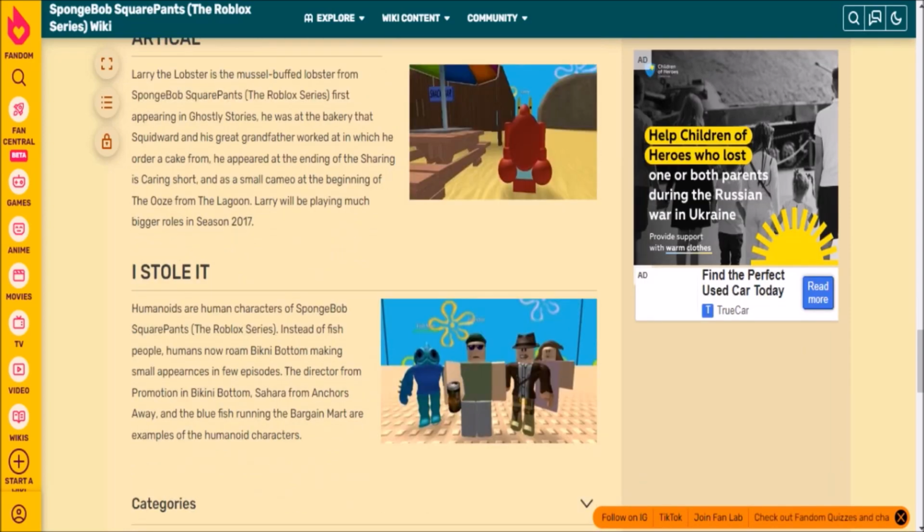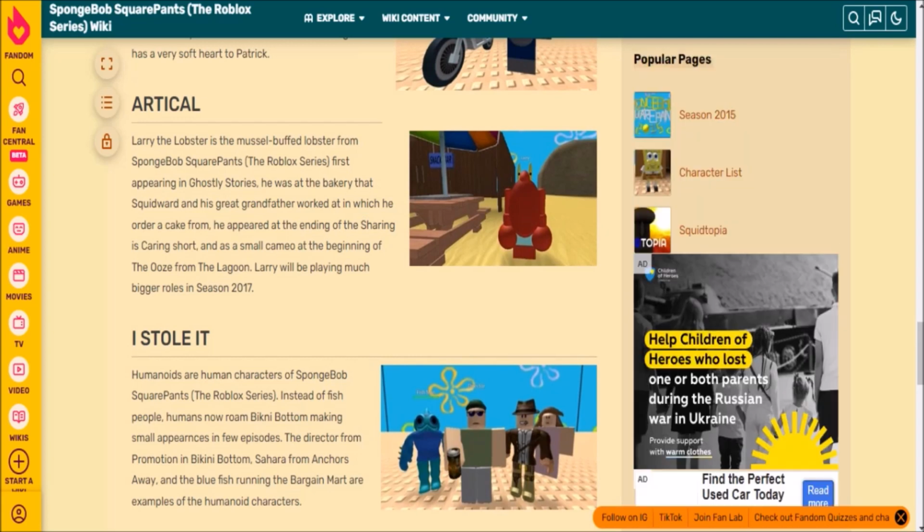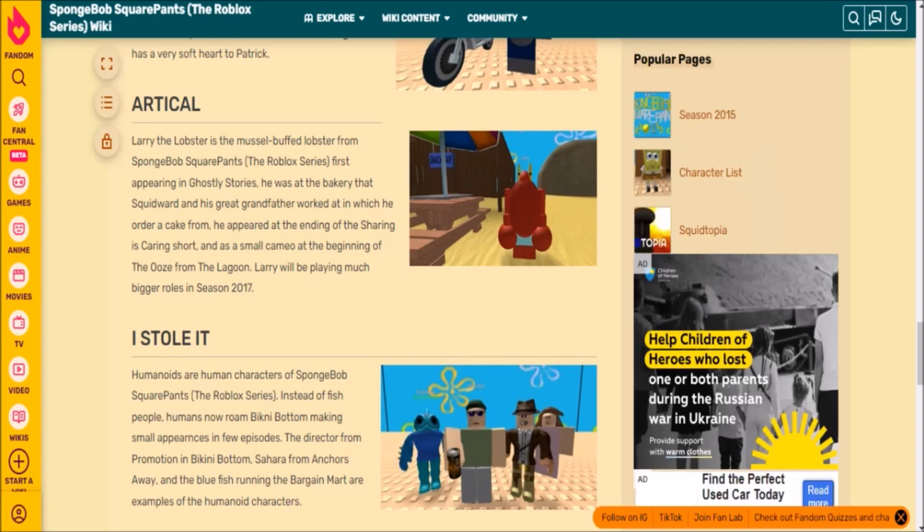All right, Larry the Lobster. Larry the Lobster is a muscle-bound lobster from the SpongeBob SquarePants Roblox series, first appearing in Ghostly Stories. Wait, hold on. I'm sorry if I'm blanking out here. He was at the bakery that Squidward's great great grandfather worked at, in which he ordered a cake from. He appeared at the ending of the Sharing is Caring short, and as a small cameo at the beginning of the Ooze from the Lagoon. Larry will be playing much bigger roles in season 2017.